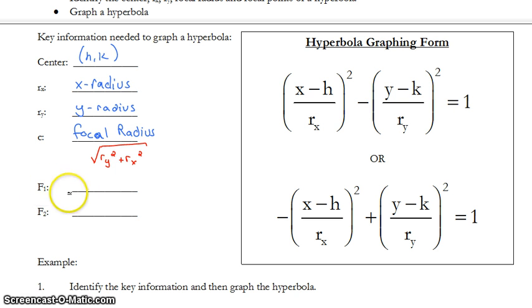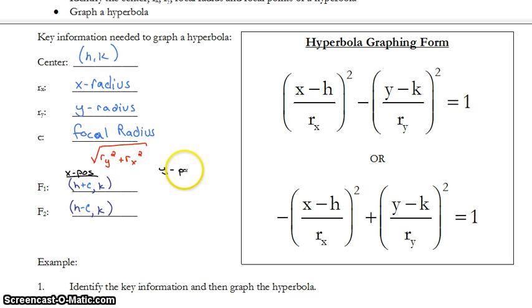So for my foci, if my x term is positive, then I make my adjustment to my center point, h comma k, to my x coordinate. So my focal radius is how much I am changing my center, but I'm only changing either my x or my y coordinate. I am changing my x coordinate, h, if my x term is positive. So it's h plus c comma k for one focus and h minus c comma k for the other focus.